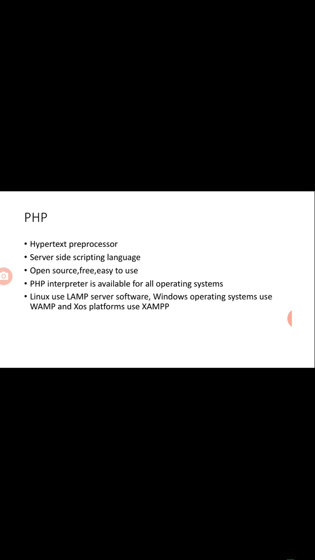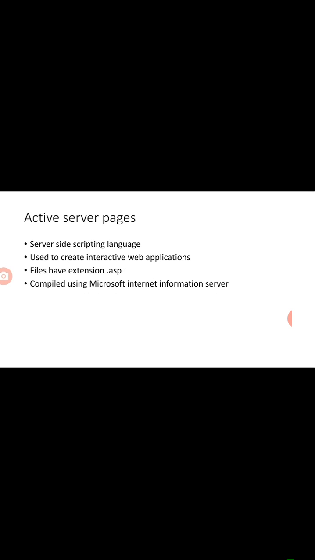LAMP stands for Linux, Apache, MySQL, and PHP. WAMP server stands for Windows, Apache, MySQL, and PHP. SAMP means macOS, Apache, MySQL, PHP. So PHP usually uses MySQL as the backend database.